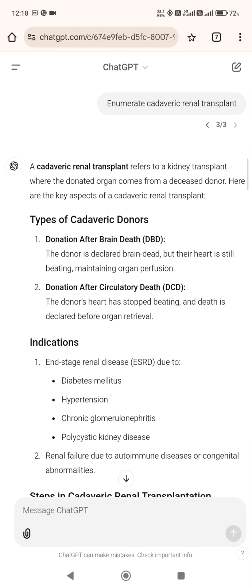A cadaveric renal transplant refers to a kidney transplant where the donated organ comes from a deceased donor. Here are the key aspects of a cadaveric renal transplant.